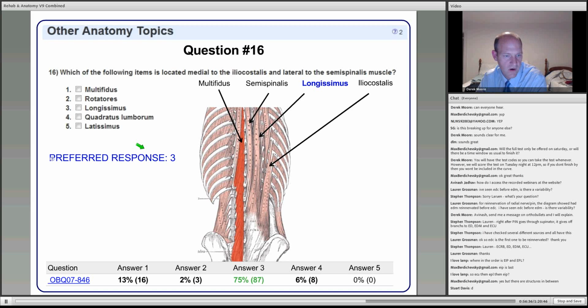75% of you got that right. A lot of you chose multifidus. Multifidus is actually medial and deep to the semispinalis muscle.